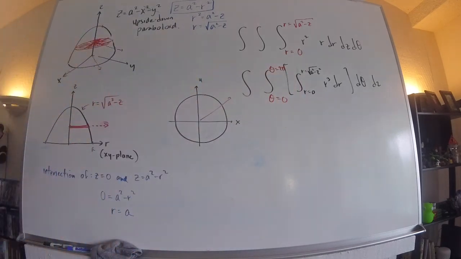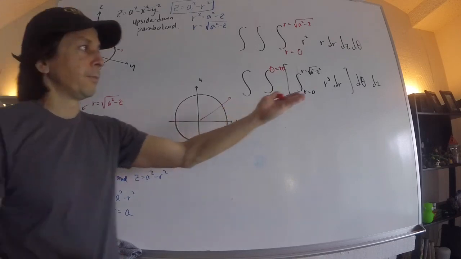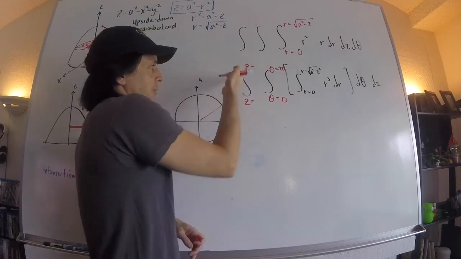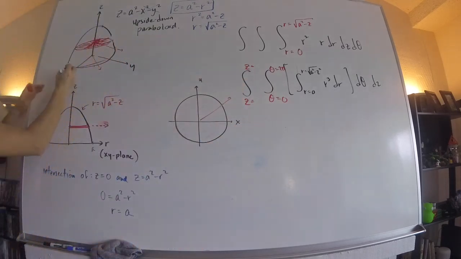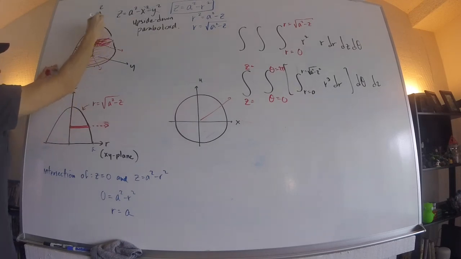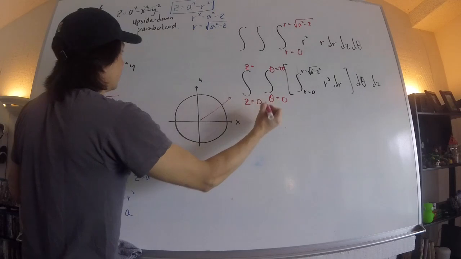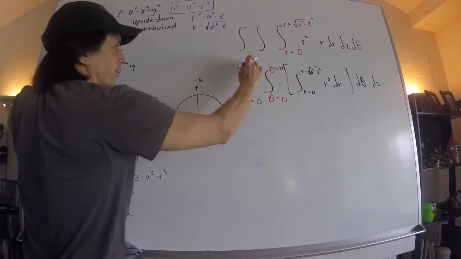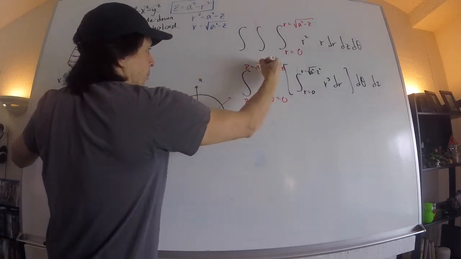Then I want to do all my slices, so next I want to do z, and I want to figure out what z ranges to. My last bounds of integration should always be constants to get the whole thing. So I'm going from z down here all the way to z up there. So 0 to, and I didn't figure out what that is, but if I plug in x is 0, y is 0, that's a squared. Yeah, a squared. And that's it.